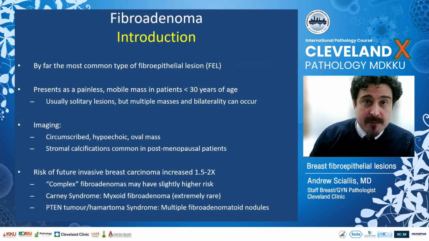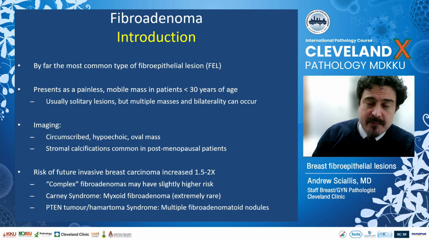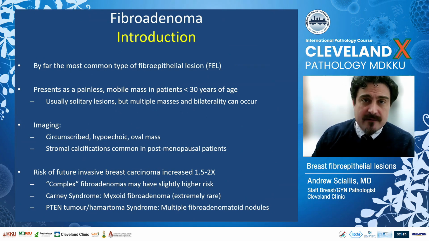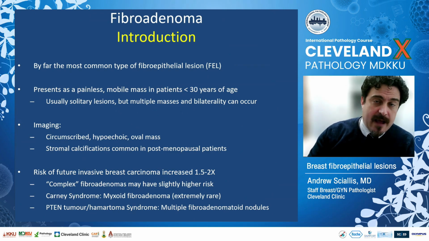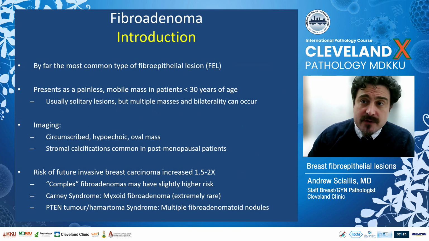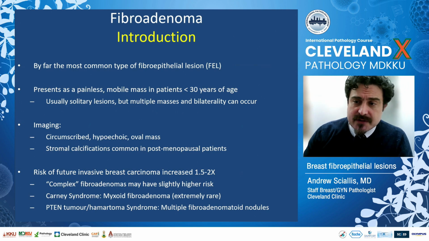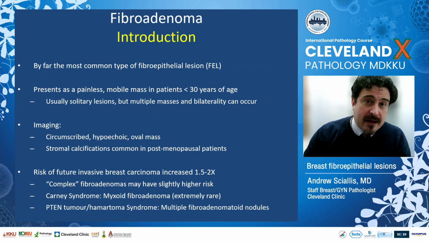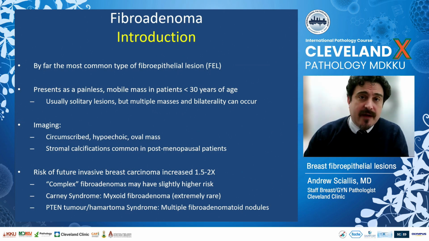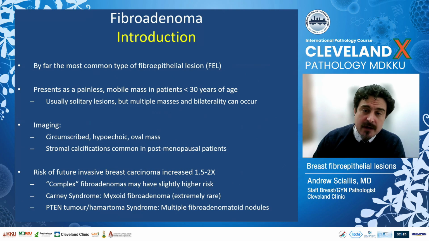They are by far the most common type of fibroepithelial lesion. I think we have encountered these in our daily practice frequently. They present as painless, mobile masses in patients usually under the age of 30 when they first present. However, they can present at any age. They're usually solitary lesions, but multiple masses and bilaterality, meaning that they can affect both breasts, can occur.